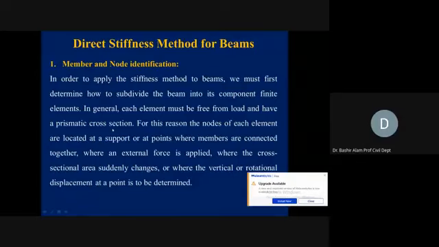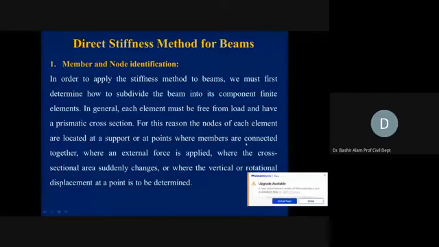And within the member, we are not going to have a point load. It can have a UDL, but not a point load. If a point load is coming, we will take that as a node, and on either side, we will have the elements. For this reason, the nodes of each element are located at a support. At a support, what is happening? It is acting as a point reaction now. So a point load is coming, so we take that as a node.